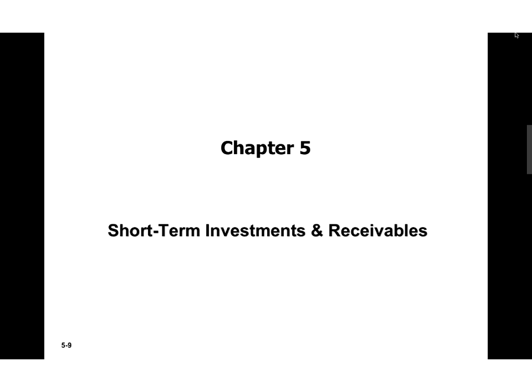Okay, so with that, we're going to start with Chapter 5. Chapter 5 is about short-term investments and receivables. So we're very near the top of the balance sheet. We're right after cash. So we're going to do short-term investments.